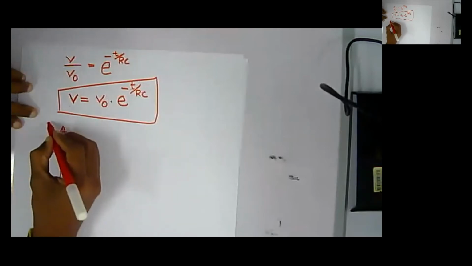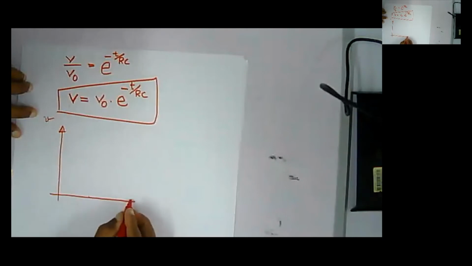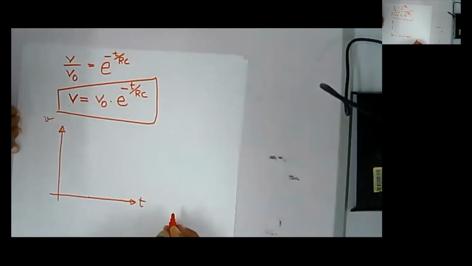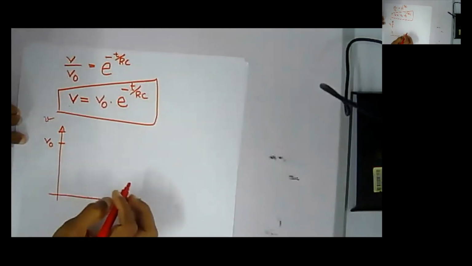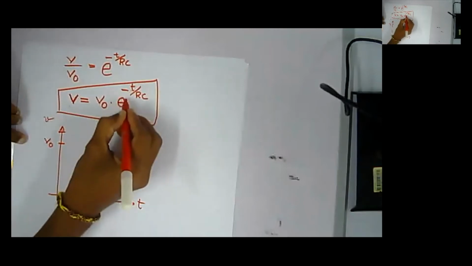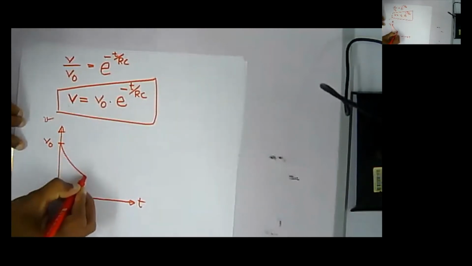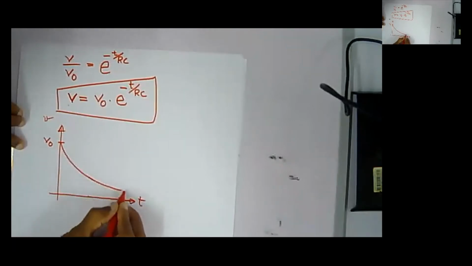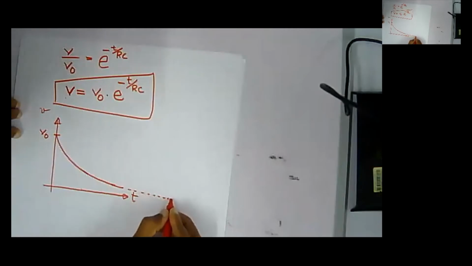Let this axis be V, the voltage, and this is time. As we know, this is V naught, and it immediately starts following e to the power minus t by RC. So it will reduce exponentially and will reach zero somewhere along the time axis.